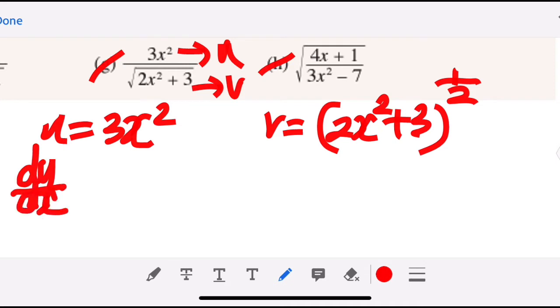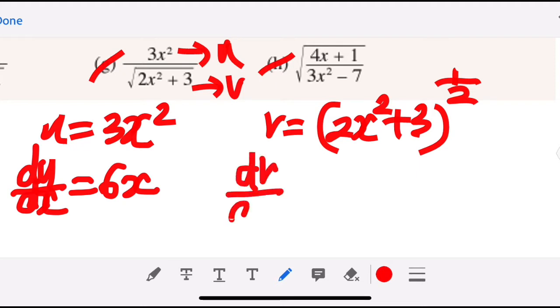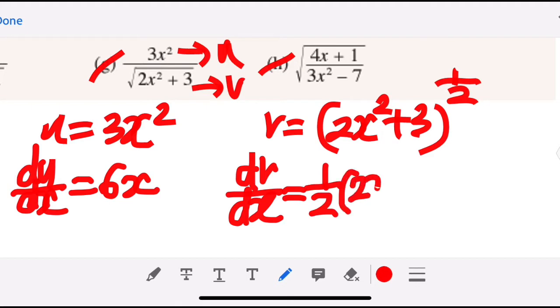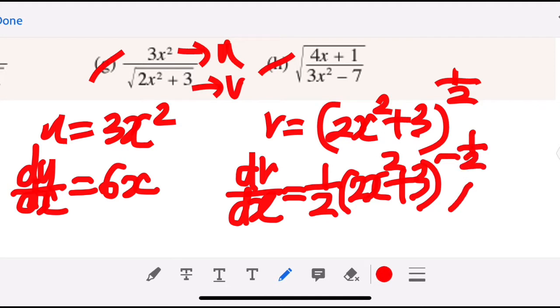So du dx is 6x, right? No problem. I'm sure everyone got no problem. dv dx, I'm sure you can do: 1/2 times (2x squared plus 3), and then the power has the minus 1, it becomes negative half. And don't forget, you have to differentiate the bracket, which is 4x.